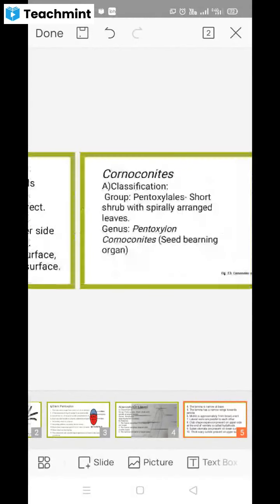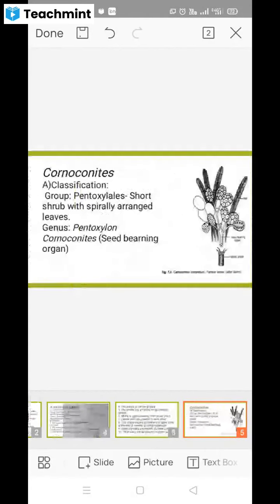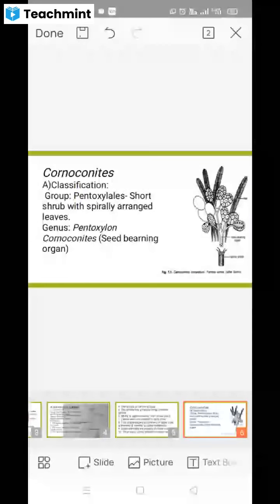Then the third genus is the Cornoconites. So Cornoconites, it is the seed bearing organ.